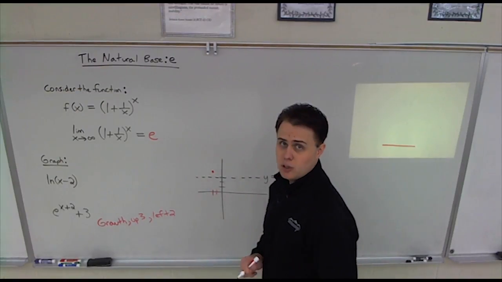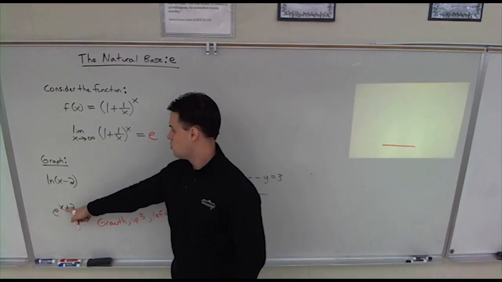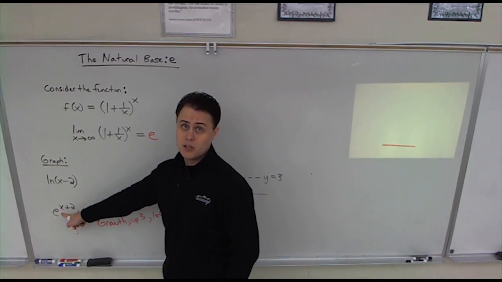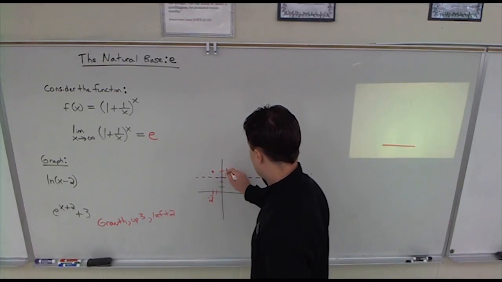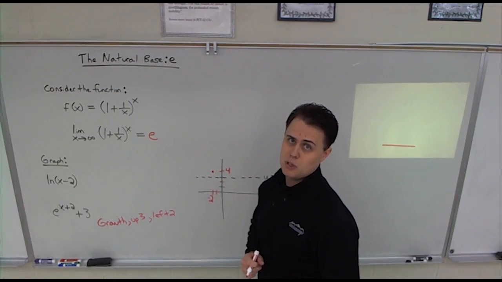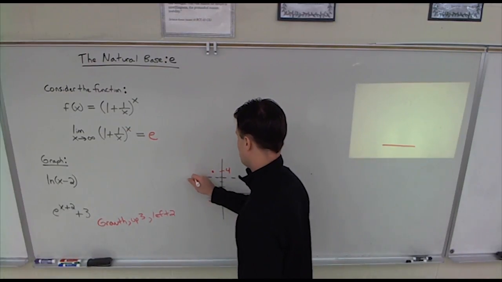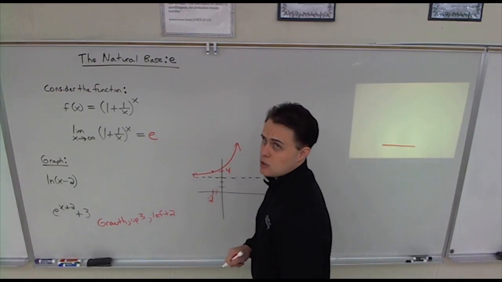If you don't believe it, plug in a point. This is -2. If I plug in -2, I get 0 power. Anything to the 0 is 1. 1 plus 3 is 4. Now, we said this is exponential growth because the base is bigger than 1. So I'm going to draw an exponential growth function. So there's a nice sketch.